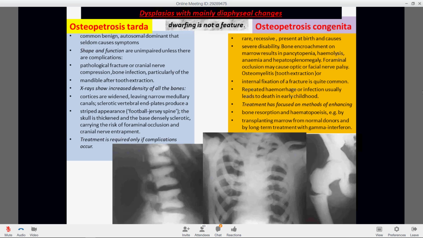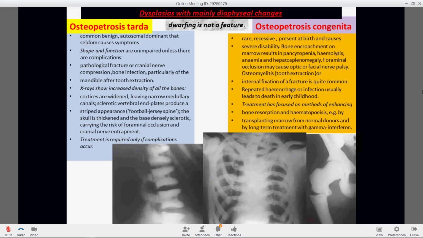Dysplasia with mainly diaphyseal changes. In this condition, dwarfing is not a feature. We have osteopetrosis standard and osteopetrosis congenital. Osteopetrosis standard is a common, usually benign condition, autosomal dominant, that seldom causes symptoms. Shape and function are unimpaired unless there is some complication. What are the complications? Pathological fracture, cranial nerve compression, bone infection, particularly of the mandible after upper tooth extraction.